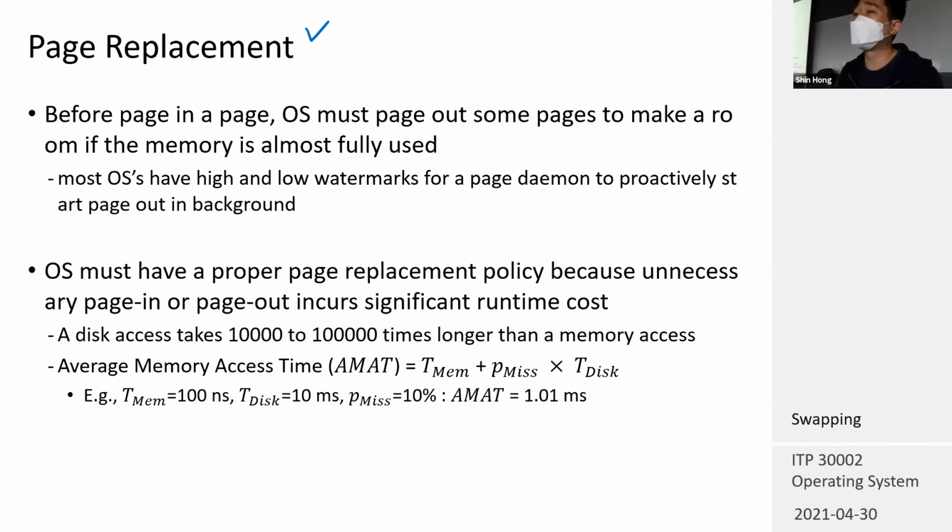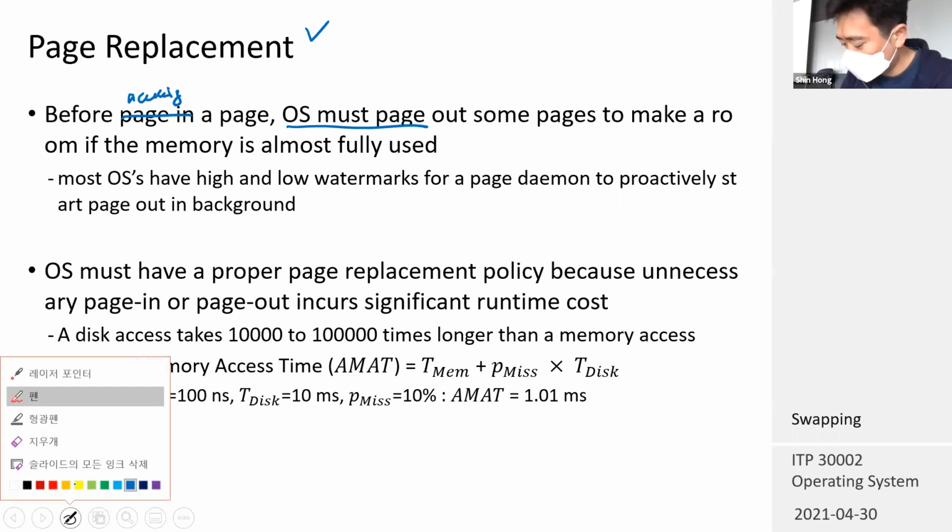In such cases, to bring the swapped out data back to memory, we need to replace the pages. Replace the one in the swap memory and the one in main memory. So before, what is this? I think this is a broken sentence. Before accessing a page, OS must page out. Sorry, this is right.